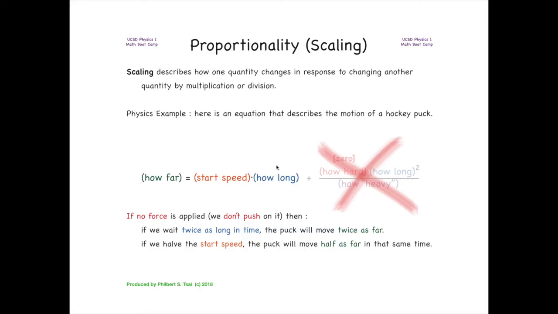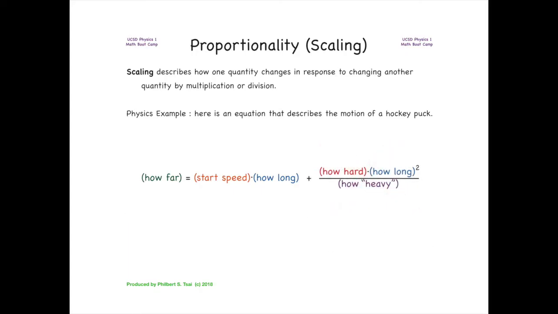In that case, this becomes our proportionality constant, and our equation becomes how far the puck goes is equal to a proportionality constant times the starting speed. And if we change the starting speed while keeping this proportionality constant of how long the same, then we again have a direct proportionality equation. And so if we double the start speed, we'll double how far it goes. And if we halve the start speed, the puck will move half as far in that same amount of time.